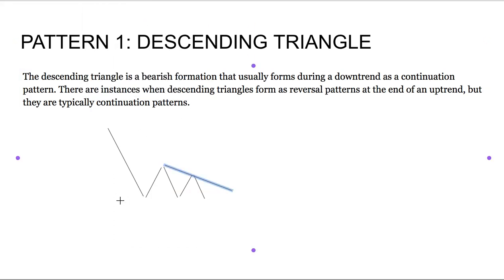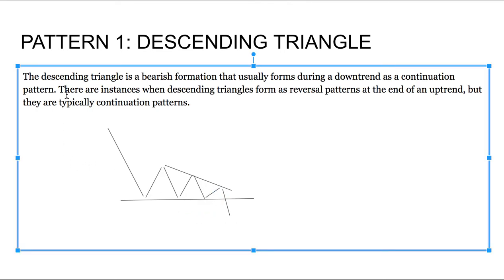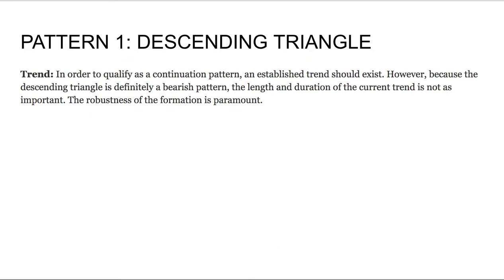This is a descending triangle pattern. A descending triangle is a bearish formation that usually forms during a downtrend as a continuation pattern. There are instances when descending triangles form as reversal patterns at the end of an uptrend, but they are typically continuation patterns. So once again, for a descending triangle to happen, there has to be a prior trend, which is down. An established trend should exist.